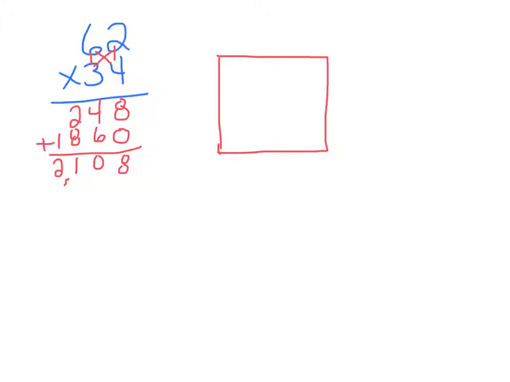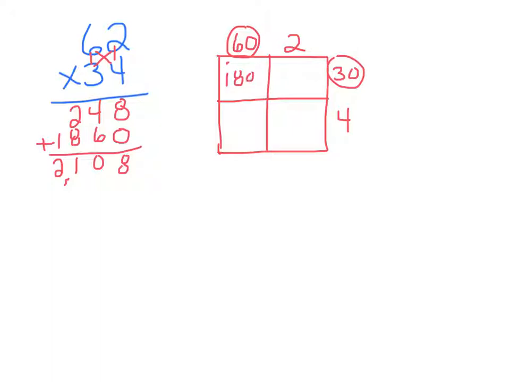If I have 62 times 34, one thing I could do is I could break up that 62 into 60 plus 2. And I could do the same thing with the 34, and I could break that up into 30 plus 4. Then, really what I'm doing is I'm multiplying together. To get the answer for this box, I'm going to multiply the 60 times the 30. 60 times 30 is 1800.